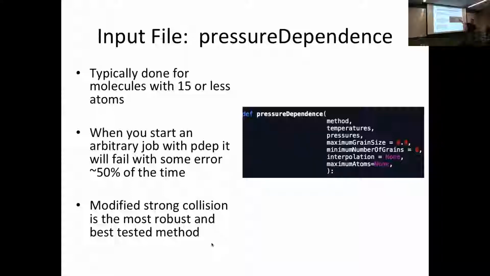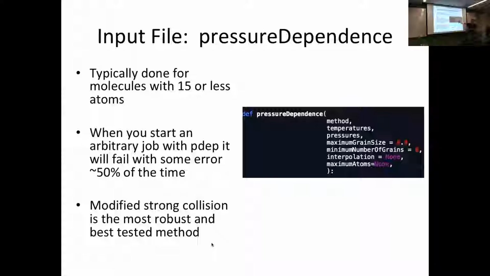Temperatures is the temperature range that you want your kinetics to be valid for. The temperature and pressure ranges you want your kinetics to be valid for, and the number of samples that you want to take for the polynomial.